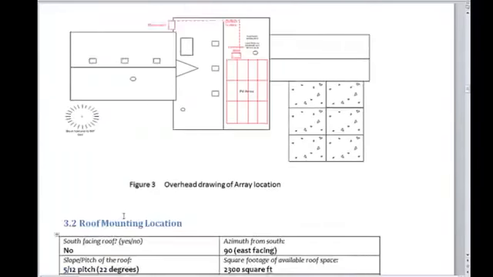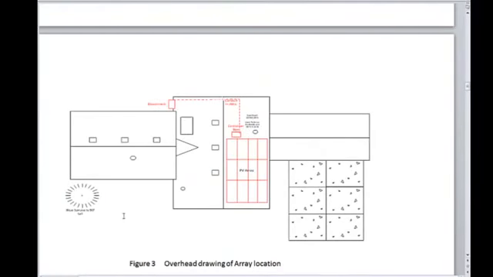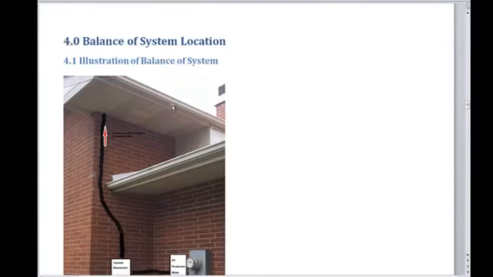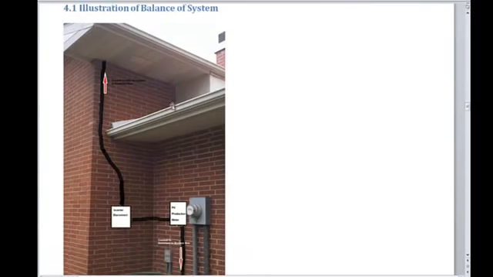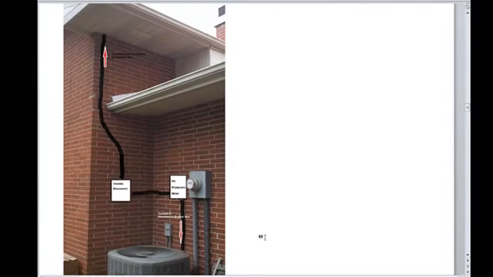Now I want to just bring you back real quick to figure 3 under the third section. Notice that I've got a combiner box listed here and the array is right here. So that would at least help us understand that, okay, here's where the disconnect is. And then when I come back down to this, all right, here's a balance of system that includes the service entrance, the service utility meter, the disconnect, the balance of system components, and how the system would be wired into the existing infrastructure. So that's what we're looking for on 4.1.